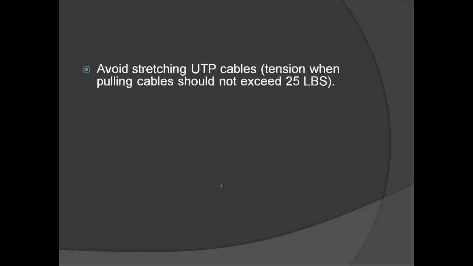Okay, next is avoid stretching UTP cables; tension when pulling cables should not exceed 25 pounds. As much as possible, wag masyadong batak yung kable. Siyempre, if masyadong hatak yung kable, there will be tension on the cable and baka maputol sa loob. Remember that UTP cables have four pairs of wires, and some of those wires have a specific function in network data transmission. So kung maputol lang isa, there's a possibility na wala ka nang network connectivity or data transmission.